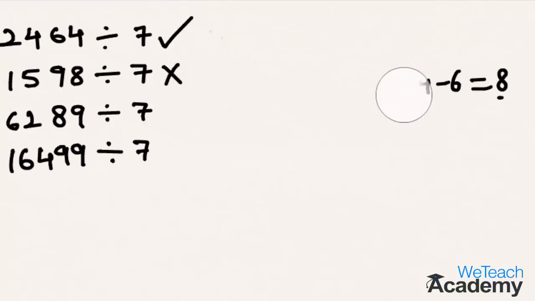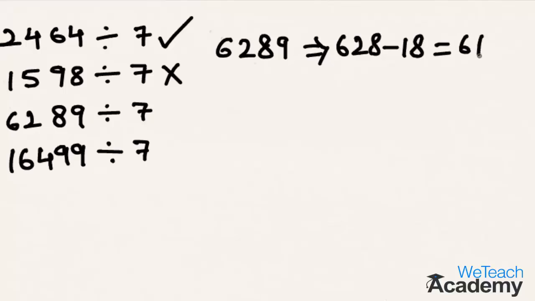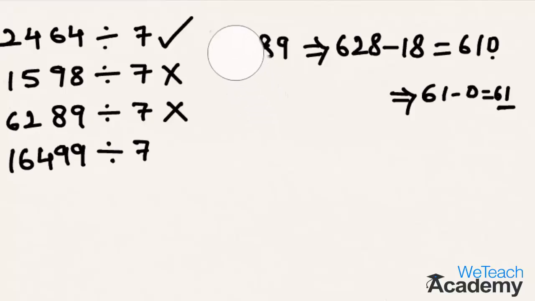Coming to the next example, which is 6289. Double the last digit 9 is 18, which is to be subtracted from the remaining number 628. We get 610. Now, repeating the concept again, double the last digit of 0 is 0, which is to be subtracted from 61, which is equal to 61. Since 61 is not divisible by 7, the given number is not divisible by 7.